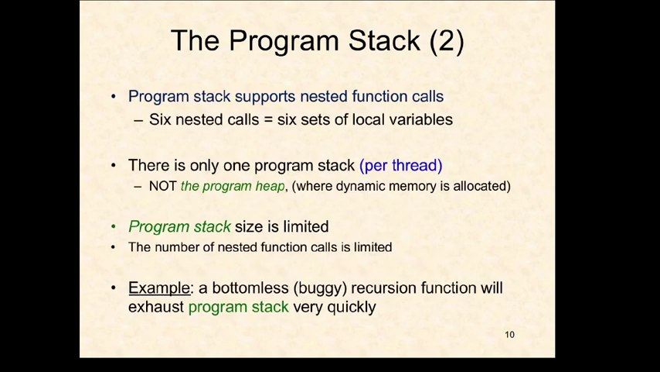So the program stack supports these nested function calls. If we've got 6 nested calls, then there's 6 sets of local variables, 6 sets of parameters, and as each function returns, the return value goes on the stack. There's only one stack. Now, caveat, there's one stack per thread.